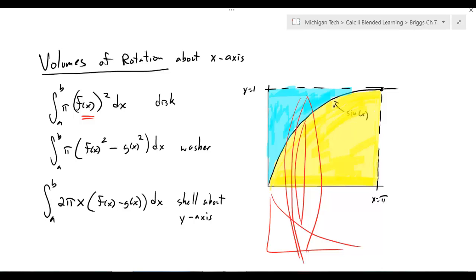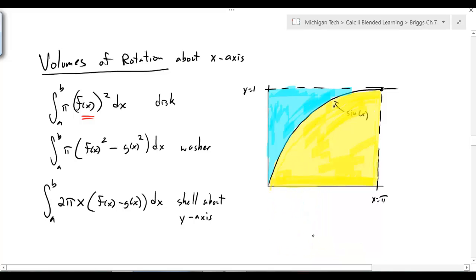Okay? And then the other thing we can do is the shell technique. Now the way the shell technique is written is for a revolution about the y-axis. You can certainly use a shell technique to find this rotation as well. You just have to solve for the function in terms of the other distance and do some other things. So the way we've written it here is for a rotation about the y-axis.